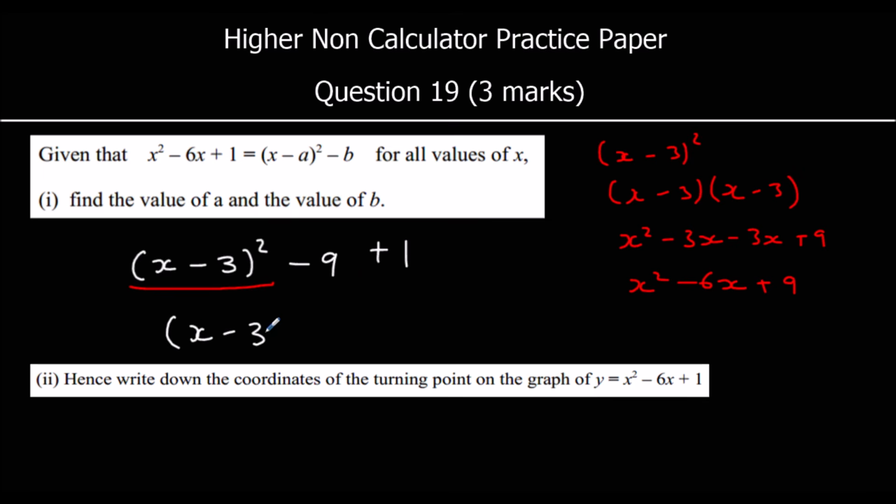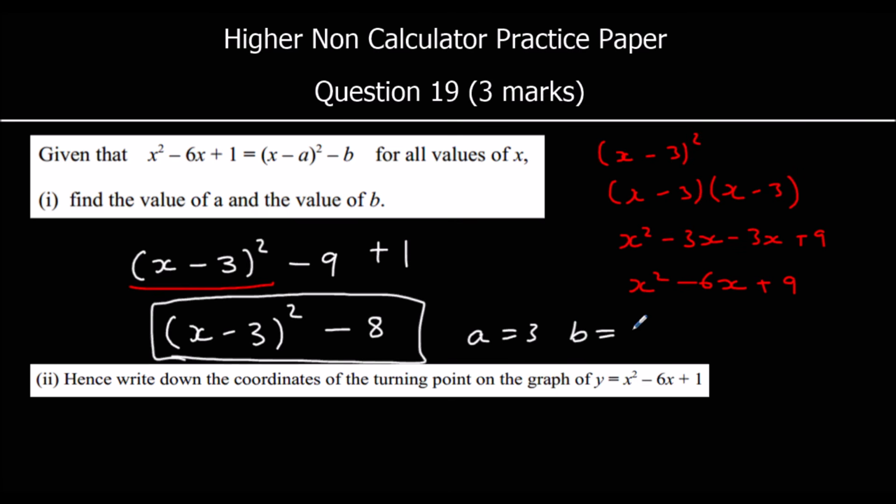I just need to simplify this though. Minus 9 plus 1 is minus 8. So the value of a is 3 and the value of b is 8. So that is the answer. Hence, write down the coordinates of the turning point of the graph.